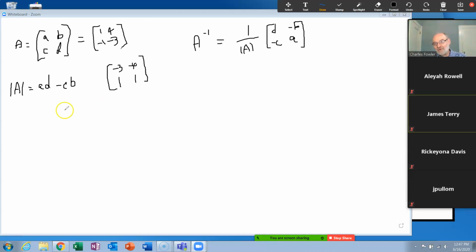Now, sure, if that determinant had been a big old hairy number, yeah, you're going to have fractions in it, but you can't avoid them. This one just happened to be a very simple number, 1. So 1 over 1 is 1, so you just write down the other part.